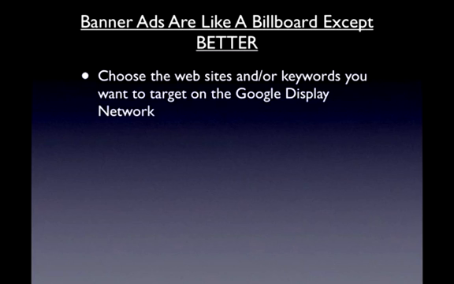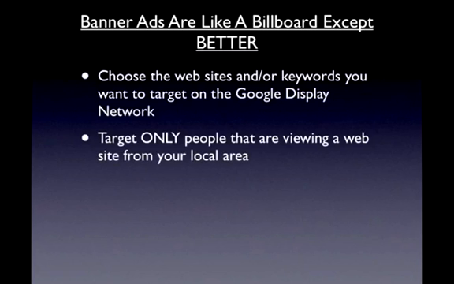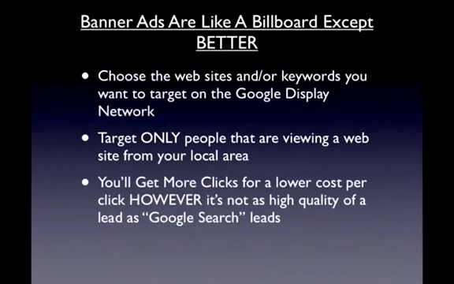So again, I'll show you this in a little bit, how you can choose the websites or keywords that you want to target on the Google Display Network. You can also obviously target only people that are viewing a website from your local area. So again, if you want to only show your ads to people that are viewing websites in your particular city, you can do that. I mean, this is just a really amazing thing. You're going to get a lot more clicks on the display network with your banner ads. You're going to get a lot of clicks for a lower cost per click.